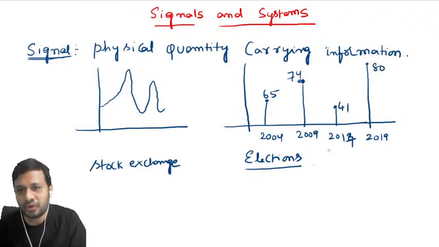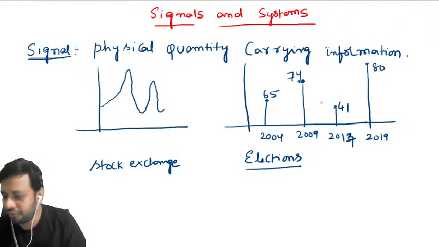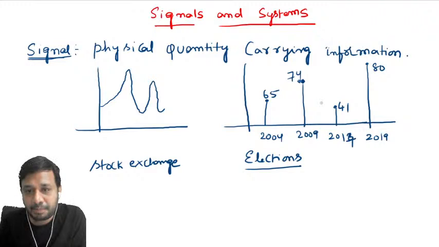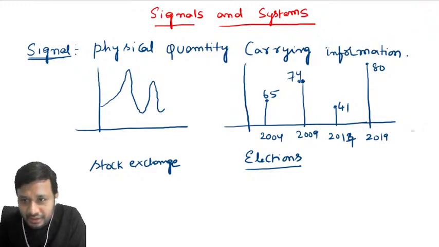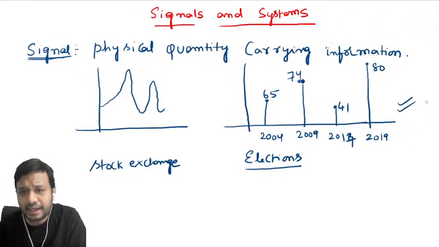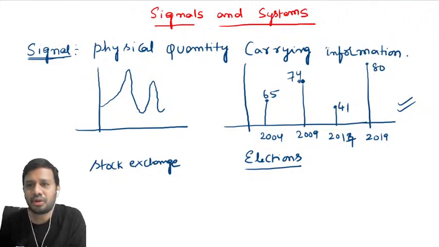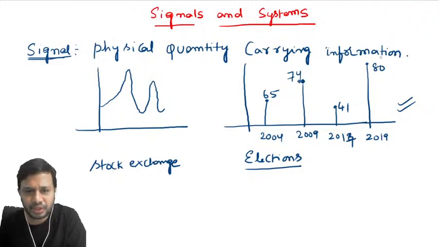Right? So this is a signal which carries some amount of information about the performance of a political party. Now by looking at this signal, the political party can take a decision on how they are performing. Right? So we define signal as a physical quantity carrying some amount of information. Other examples also you can give.